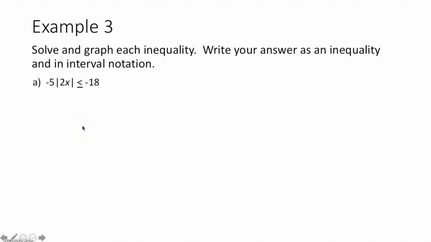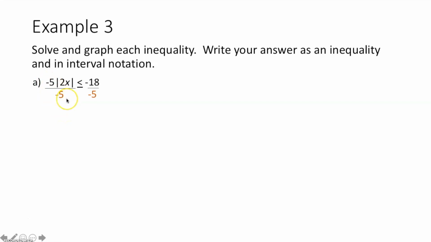Example 3: simplify, move, break, solve. So first, can I simplify either side? No. Next, move my absolute value to the left. Done. Next, move everything else to the right. You see this -5 multiplied to my absolute value? That's gotta go. How do I get that to the other side? I'm gonna divide both sides by -5.